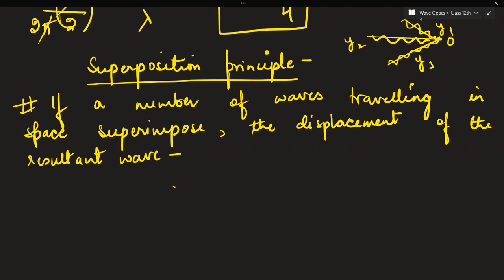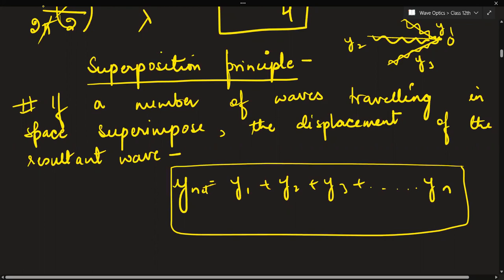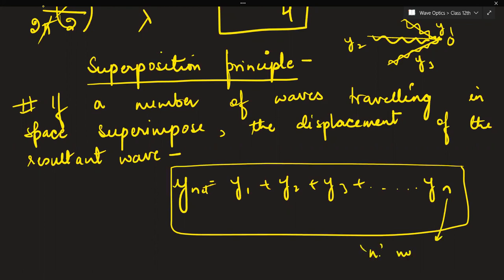The displacement of the resultant wave is given by simply algebraically adding them. Y nth will be given by y1 plus y2 plus y3, up till y nth. This will be the net displacement for n number of waves, where n means n number of waves. This is simply the superposition principle.